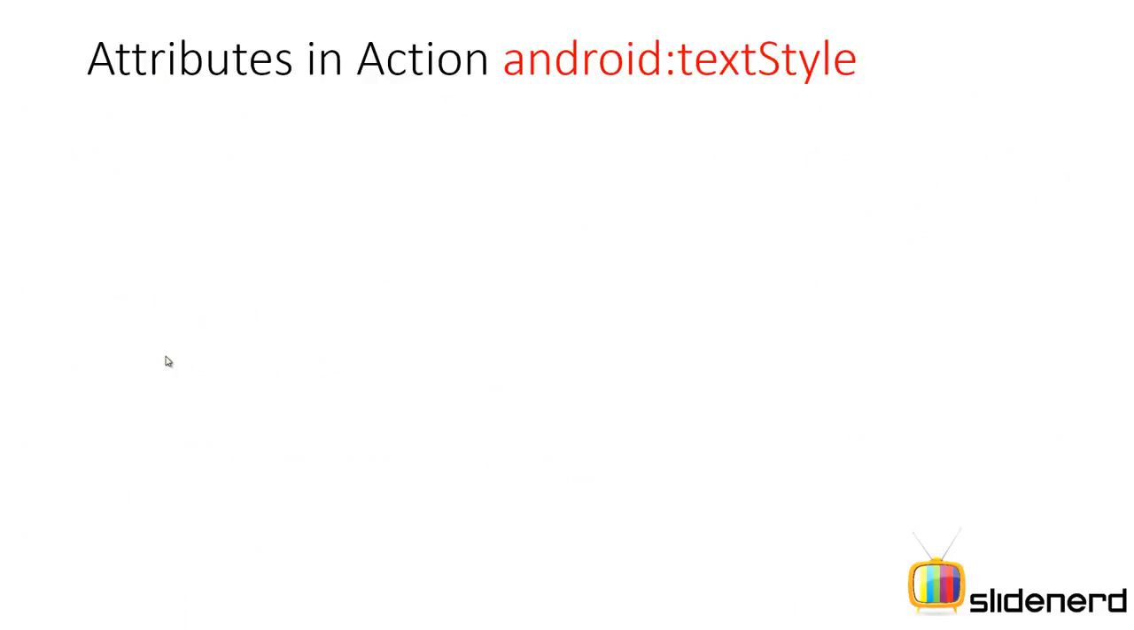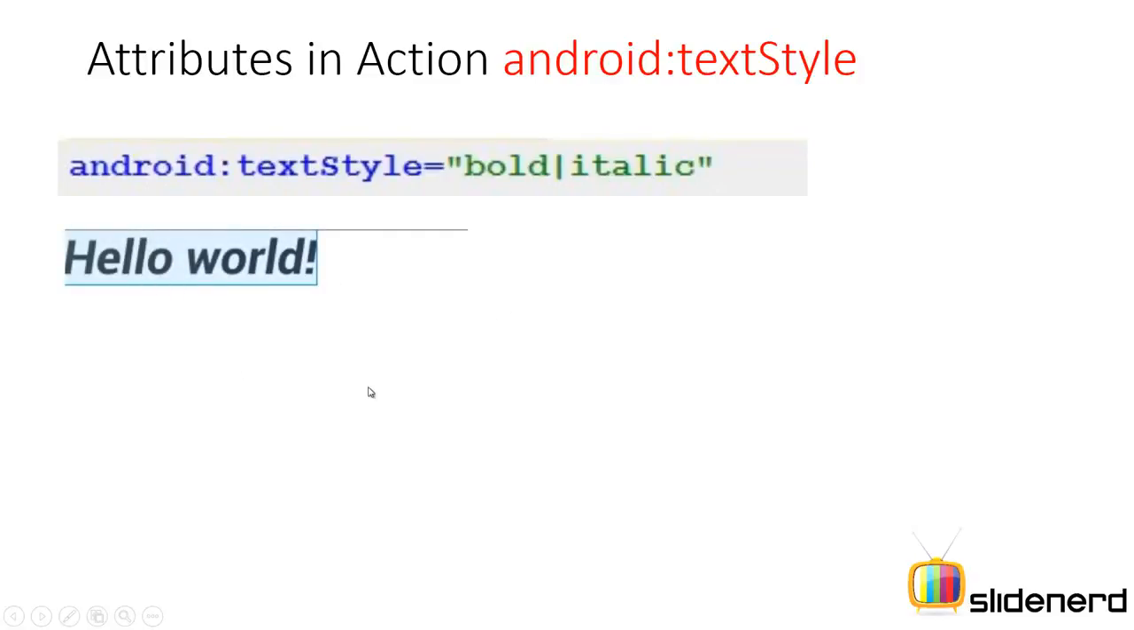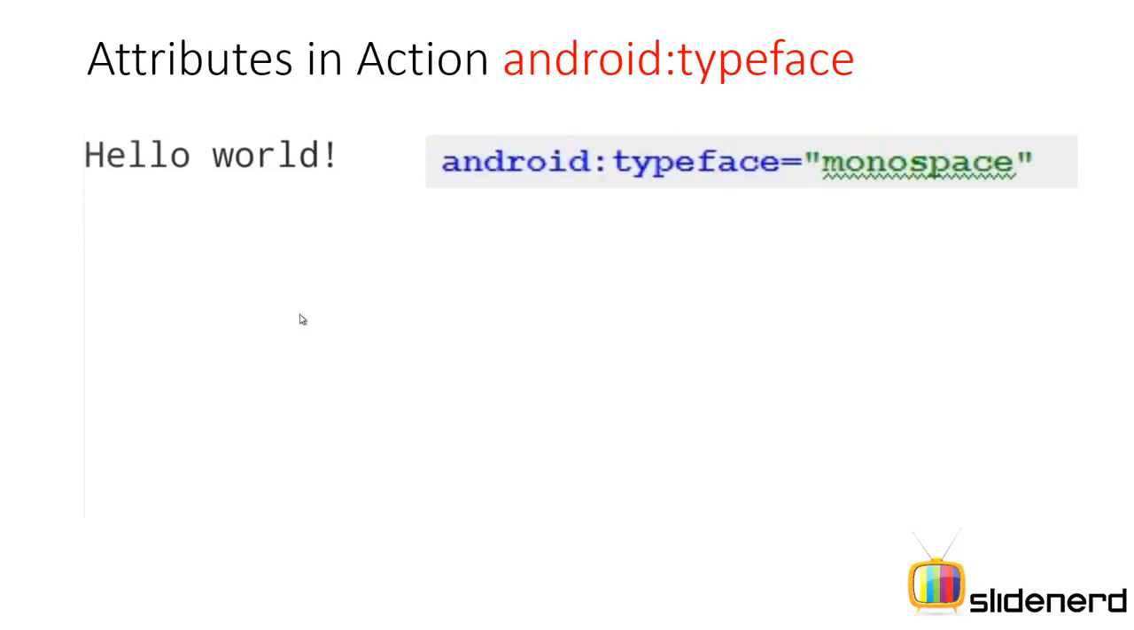So first let's talk about Android text style. Here you have bold or italic. As you can notice, there is a pipe character in between bold and italic that makes the text both bold and italic, and that's how this looks on the screen. Same way you have Android typeface, which can take a value like monospace, and then if you see the text, it will look perfectly in monospace just the way you want it. Now if you want a custom font, we are going to see in the next video how to load a custom font inside our app, but for now you can stick with the four values that we have.